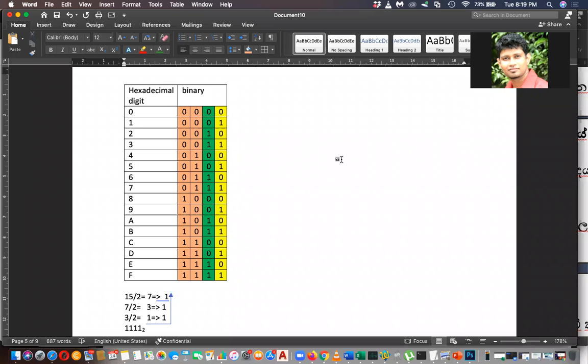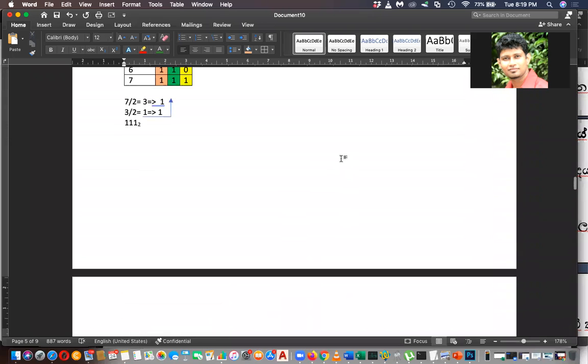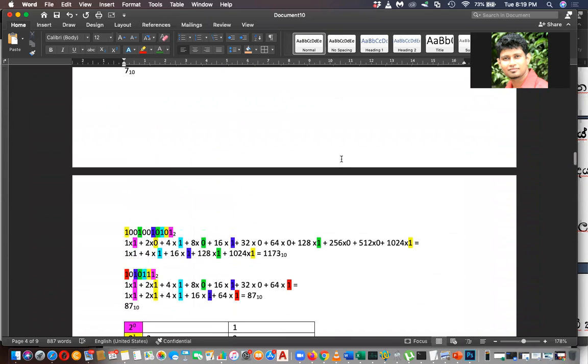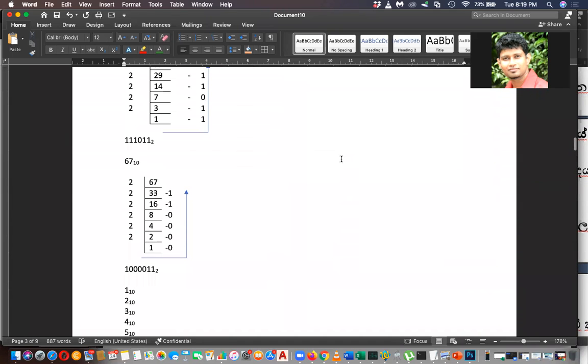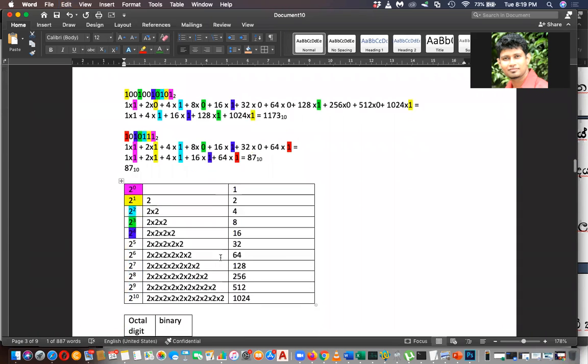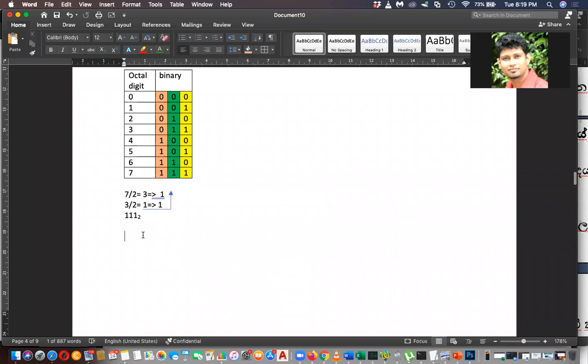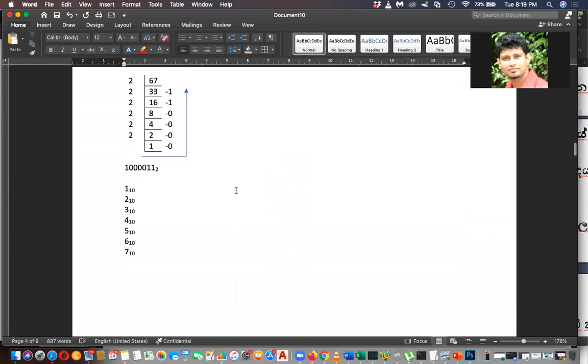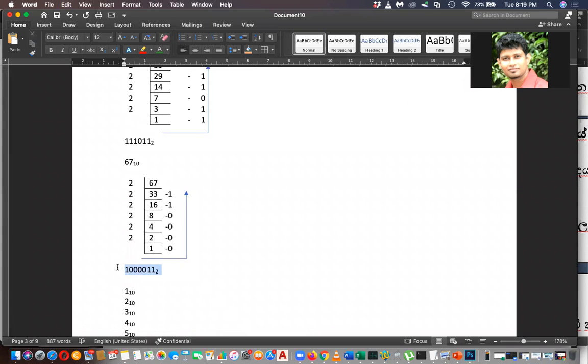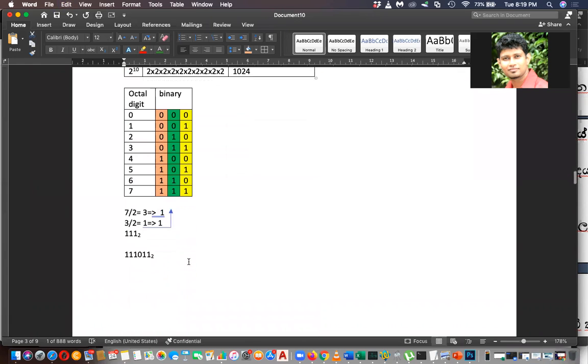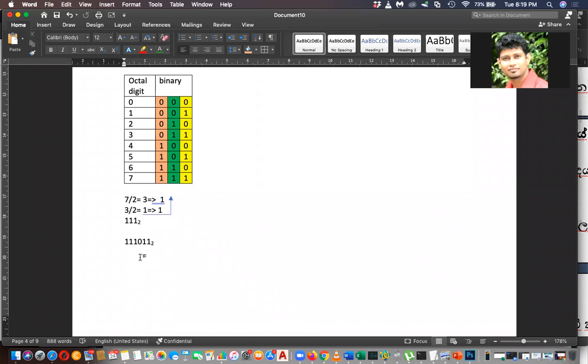Okay, let's move to the actual part. When you get a binary like this, let's take a binary like this and write it here. And another binary, this one also, I'm going to write here. So converting binary to octal is very easy.